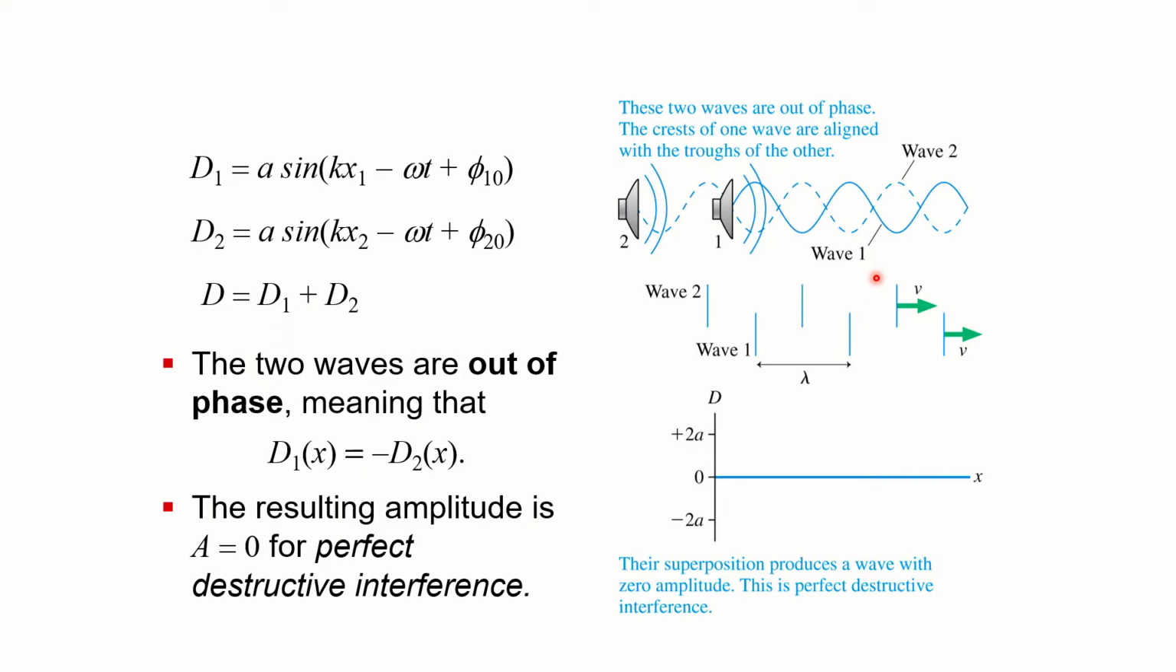Whereas the opposite end of the spectrum is if the waves are what we would call out of phase. So we would have a crest from one source lining up with a trough from another source. And if that's the case, we have a plus A amplitude wave adding to a minus A part of the other wave, and those can perfectly cancel, and we get what we call perfectly destructive interference.